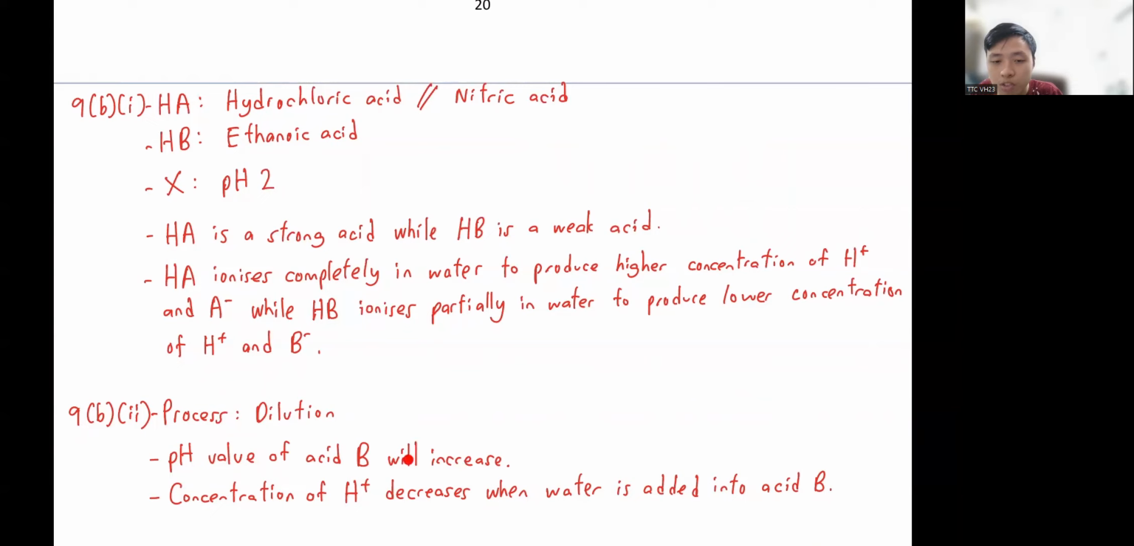The pH value of acid HB increases because the concentration of H+ decreases when water is added. Remember, the formula is M1V1 equals M2V2 for dilution. When you increase the volume of water, what happens? Molarity decreases, meaning the concentration of hydrogen ion decreases. So that's why the pH value increases, so that it's closer to neutral.